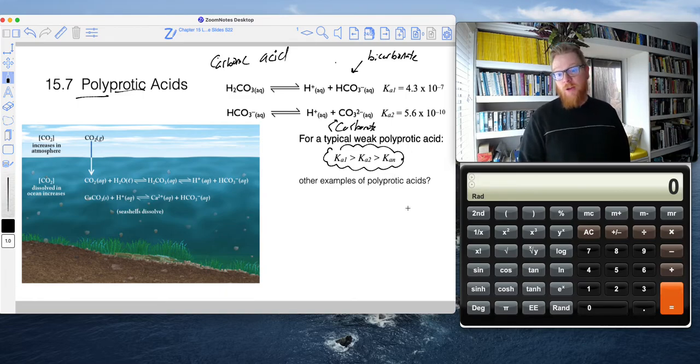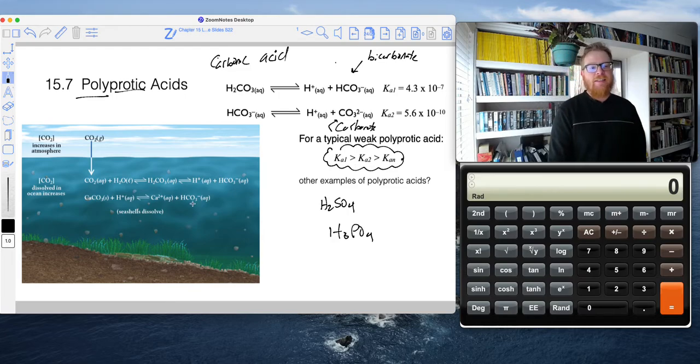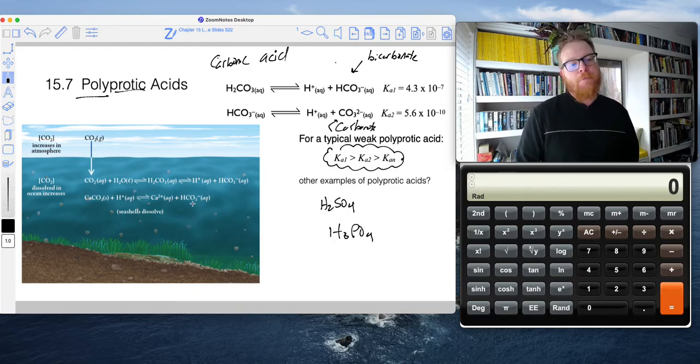Okay, so other examples of polyprotic acids, so sulfuric acid, H2SO4, right? Let's see, phosphoric acid, H3PO4, so that will undergo 3 dissociations. Okay, and so here I've got this nice example on carbonic acid in the environment, as it's actually related to ocean acidification via climate change.